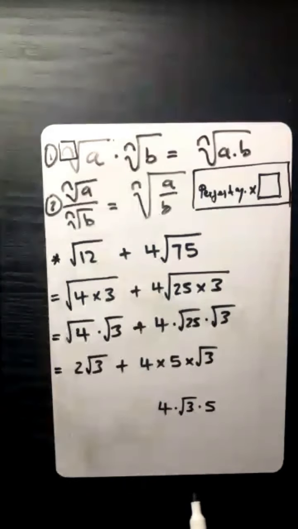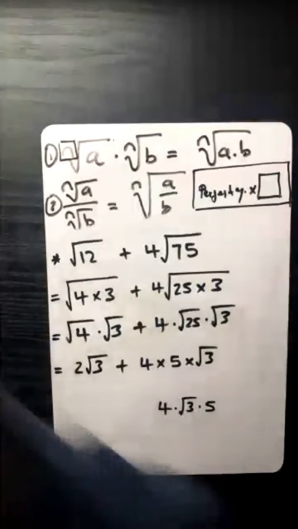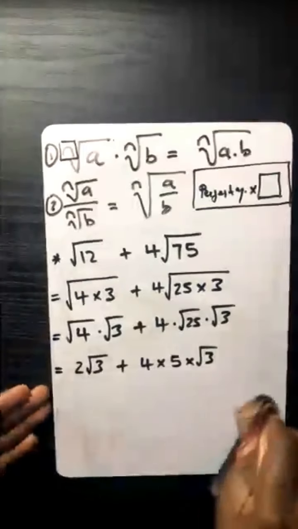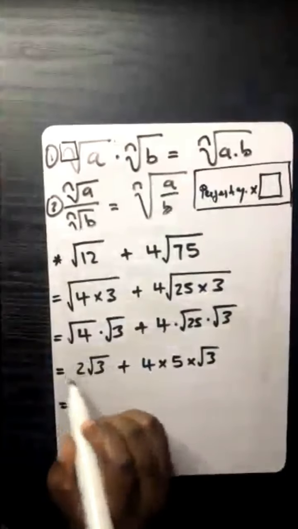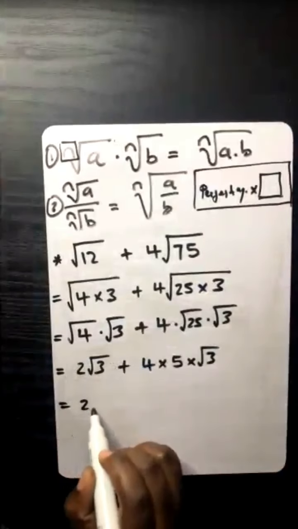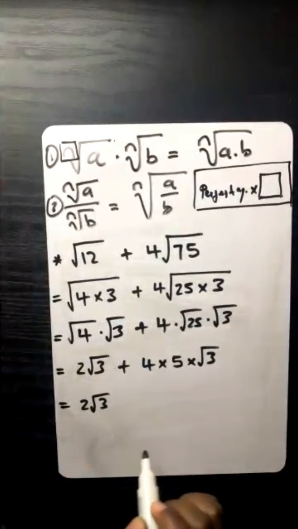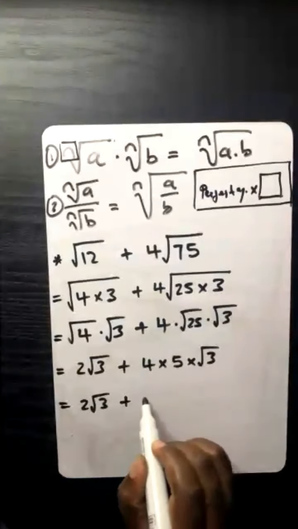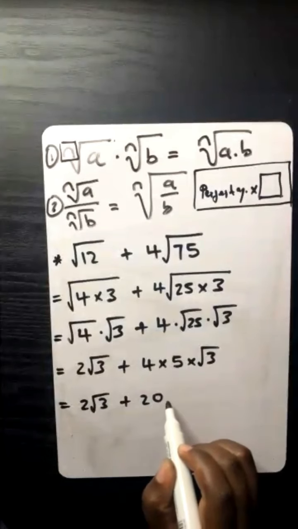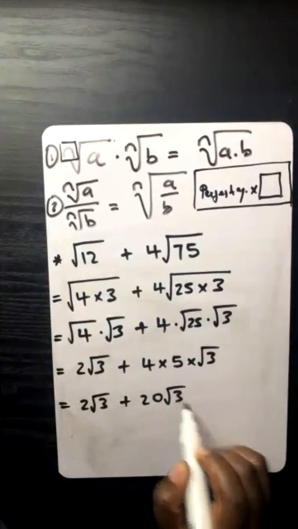Yes. So it is correct. It's just that you rearrange them nicely. So now there's nothing you can do. It is in its simplest form. Plus, what is that? I think this is 20, guys. 4 times 5 is 20 multiplied by square root of 3.